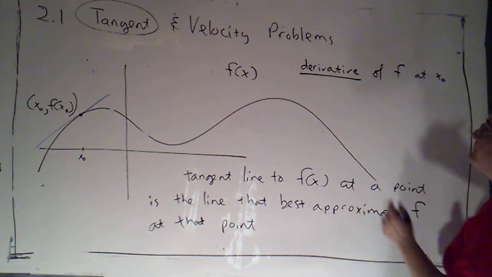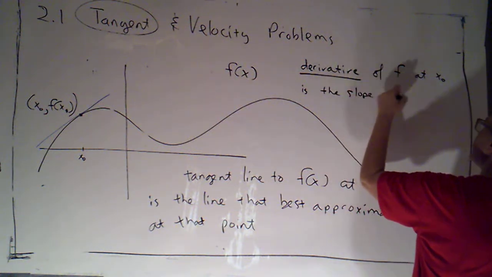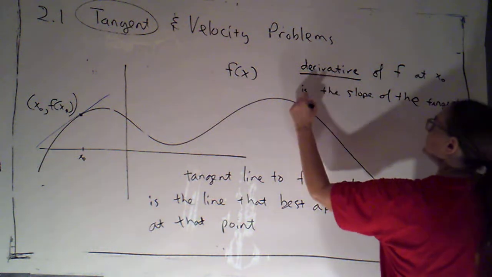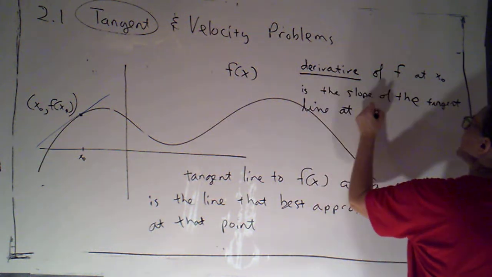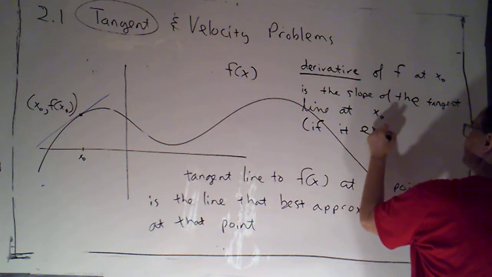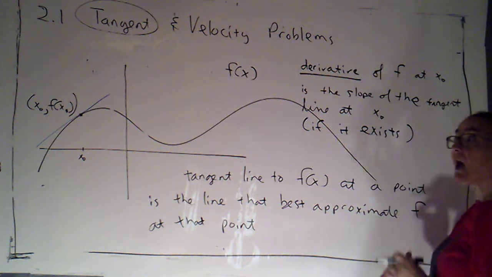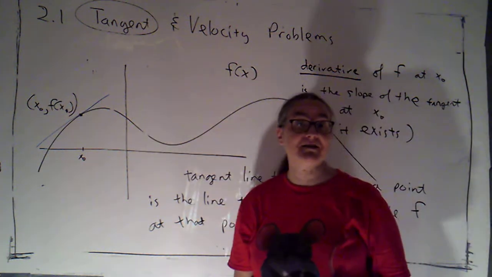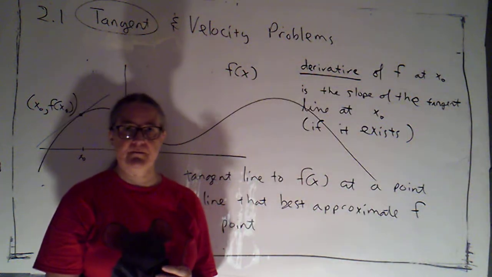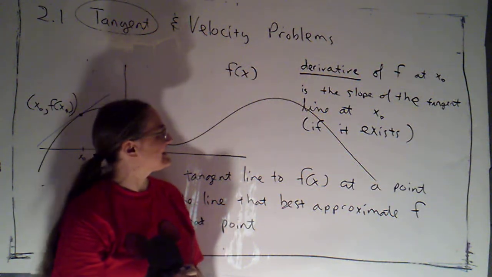The derivative of f at x naught is the slope of the tangent line at x naught. And I'm just going to add a caveat, if it exists. It's entirely possible that it might not exist. There might not be a line that best approximates the function. But if there is, the slope of that is called the derivative. Okay? And that's going to be one of the big topics that we talk about this semester.